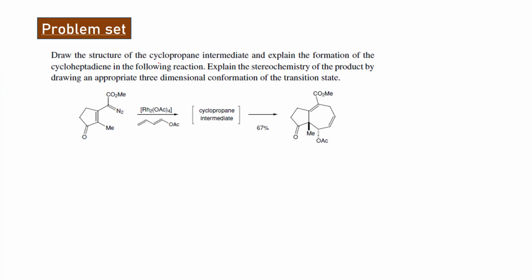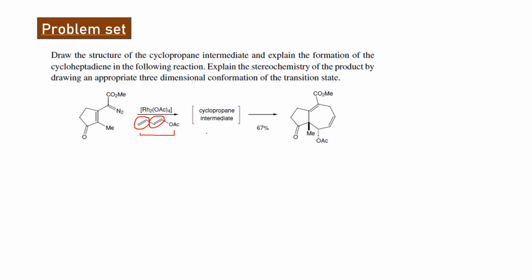Draw the structure of the cyclopropane intermediate and explain the formation of the cycloheptane product in the following reaction. Here you can see there are two double bonds. One is this conjugated one, another is this. This is also conjugated with the adjacent double bond, but not with the OAc. This one is conjugated with the OAc as well as with this double bond.